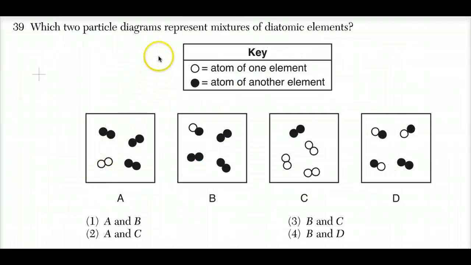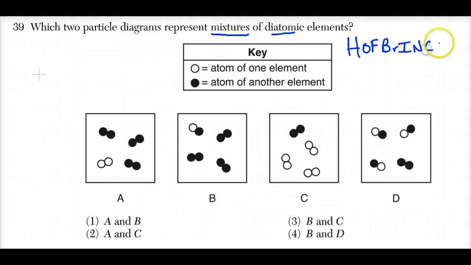Number 39, which two particle diagrams represent mixtures of diatomic elements? So if I'm a mixture, I know that I'm not bonded. I'm just physically put in close proximity. Diatomic elements means that I like to bond with myself. Remember the Hofbrinkels that I keep talking about. Hofbrinkels. And maybe your teacher uses a different mnemonic, like Brinkelhof. H2, O2, F2, Br2, I2, N2. These guys love to bond with themselves.